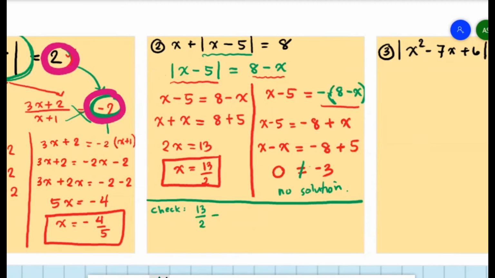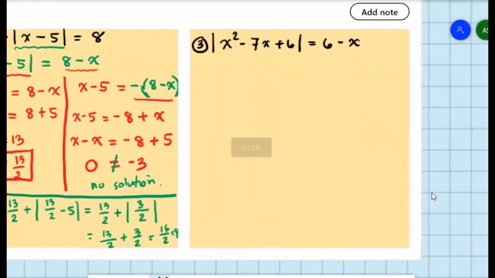So 13 over 2 plus modulus of 13 over 2 minus 5, correct? So this will give us 13 over 2 plus modulus. So this will give us 2, and then this will be 3 over 2, right? What is the modulus of a positive number? So that will give us 3 over 2 only. So in the end, we will get 16 over 2, which is also 8. Okay, so now we have checked your second item. Now let's move on to the last one.